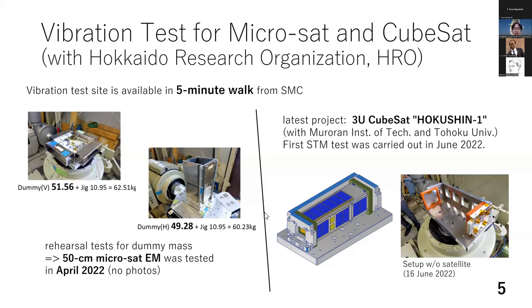And the right figure shows our latest project, the 3U CubeSat Hokshin-1. This is jointly developed with Muroran Institute of Technology and Tohoku University in Japan. The first structure thermal model was tested last week. We prepared this new CubeSat vibration jig, and the test was successfully finished.